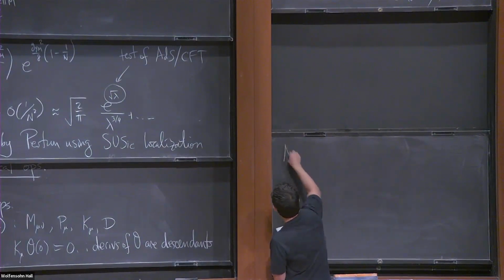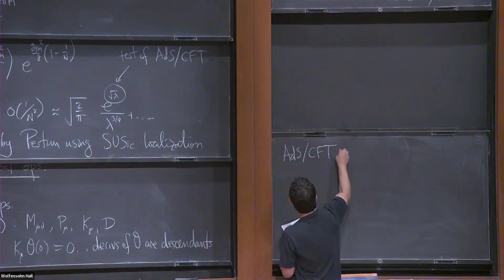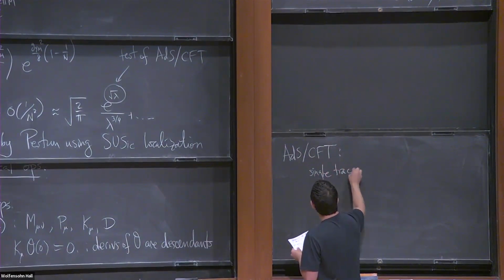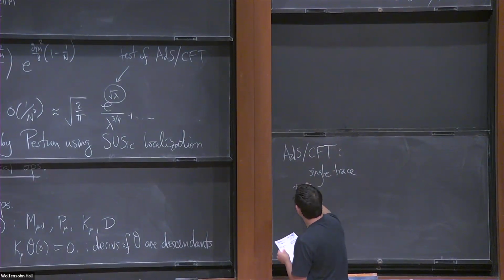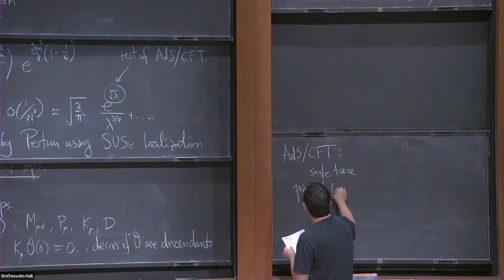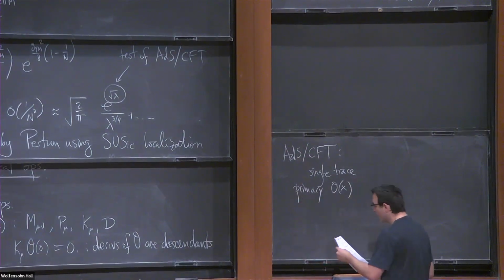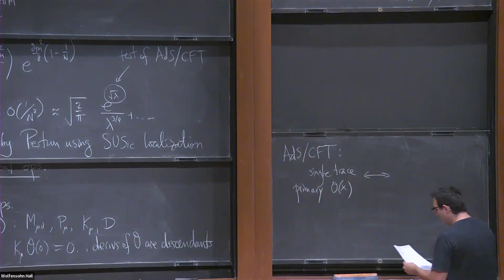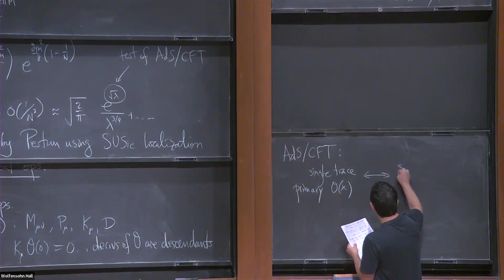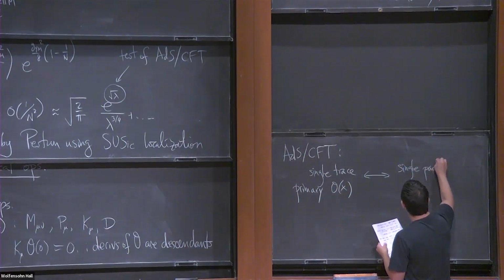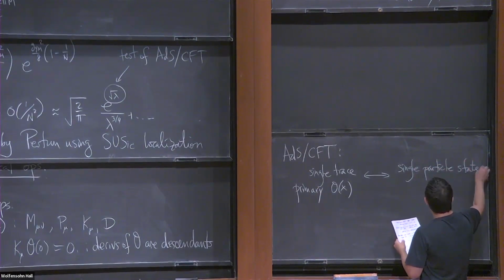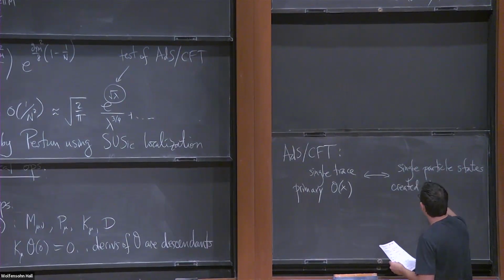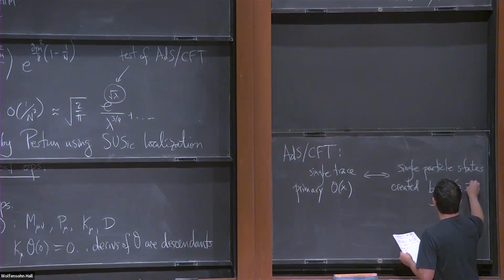So in AdS/CFT, it's the single trace primary operators that should be identified with fields in the bulk. This would correspond to single particle states created by a bulk field, by the bulk field phi of z and x.